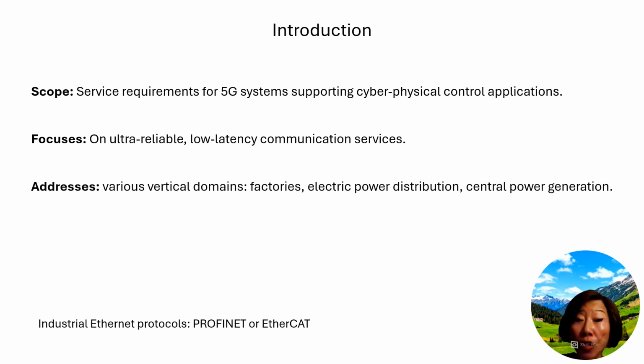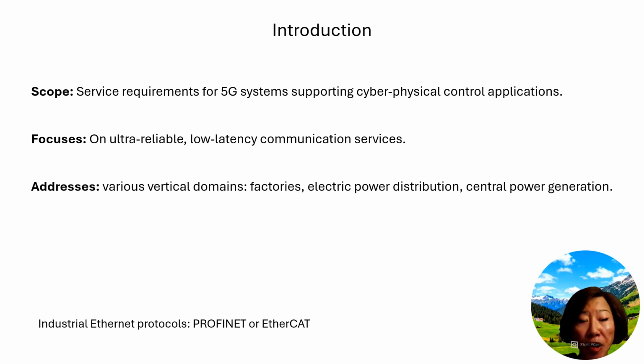The specification also addresses Ethernet support, which is crucial for integrating 5G with existing industrial networks that often use industrial Ethernet protocols like Profinet or EtherCAT. These are acronyms. I hope I pronounced them correctly. Actually, I listed them here. If you look at the bottom of the slide, those are acronyms for two of the examples of the industrial Ethernet protocols.